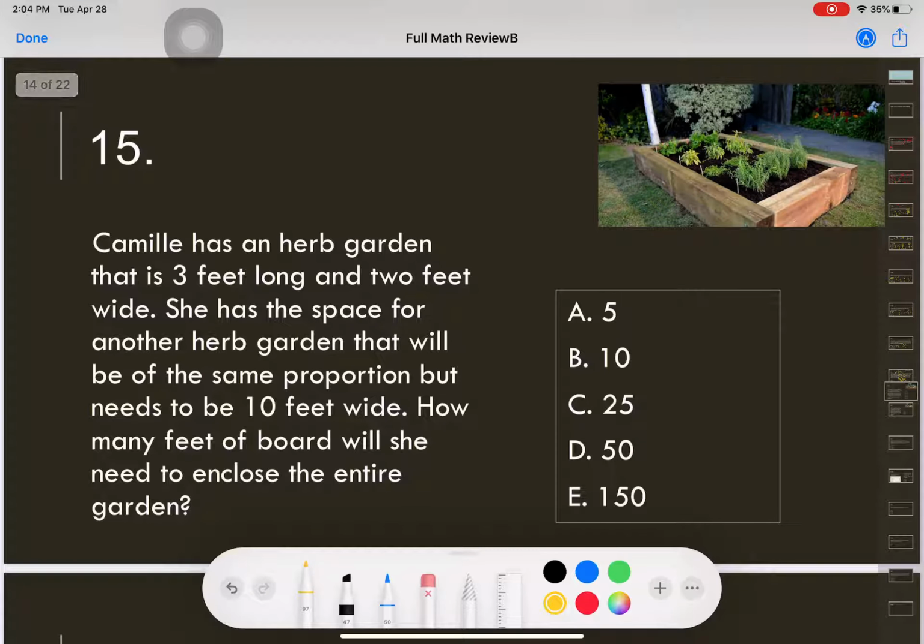15. Camille has an herb garden that is 3 feet long and 2 feet wide. Notice, in this problem, the 2 is written out. She has space for another herb garden that will be of the same proportion. So that same 3:2 proportion.